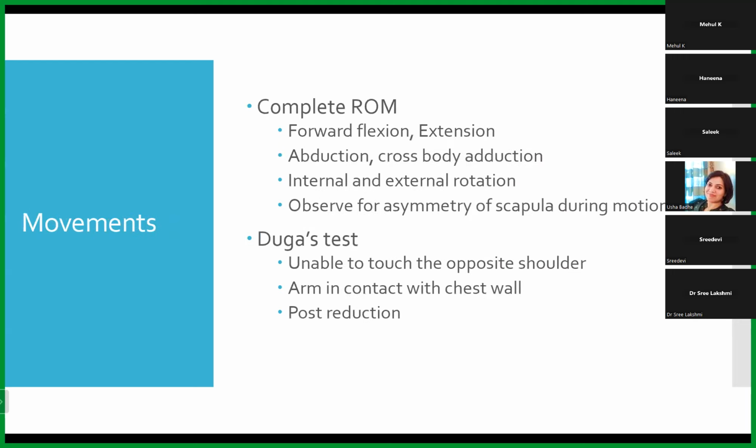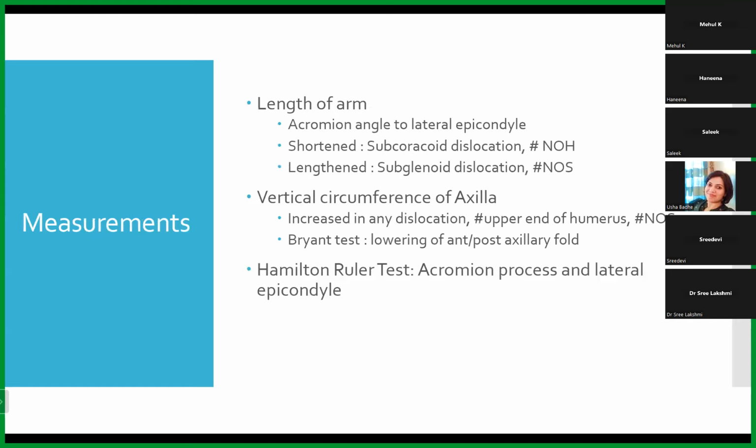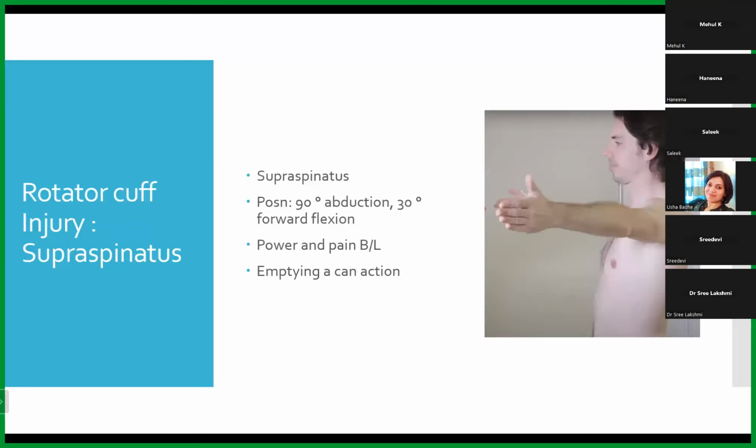These are the general aspects of examination of the shoulder. Next, we will be going through some specific pathologies associated with the shoulder and how to go about examining those specific things. First, I will be going through rotator cuff injuries. We will be discussing the 4 muscles involved in the rotator cuff. First of all, we'll be going through supraspinatus.